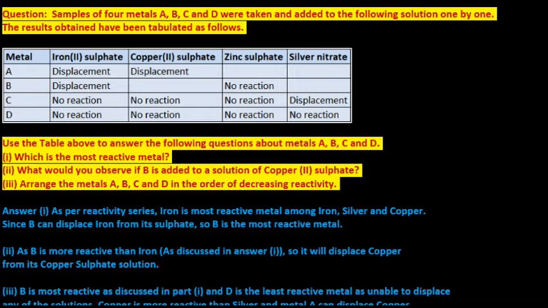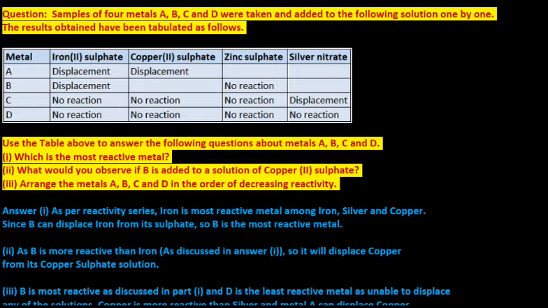Metal A reacts with iron sulfate and a displacement reaction takes place. With copper sulfate, displacement reaction takes place. With zinc sulfate and silver nitrate, no reaction, nothing takes place. In the similar way, data are given for B. Now use the above table to answer the following questions about metals A, B, C and D.